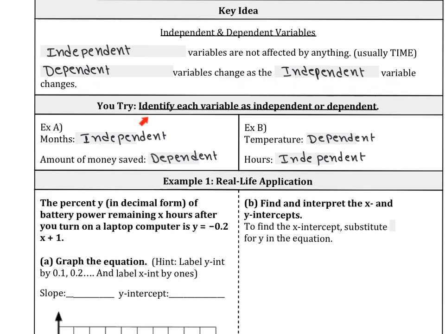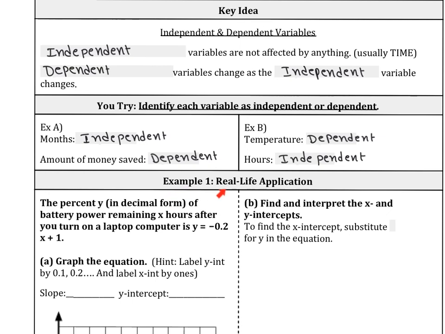So for the U-try problems, months, which you can see on the top here, is usually a time, and is called an independent variable. Amount of money is not independent because the amount of money depends on how many hours you worked or how much your salary is and all that. Temperature is a dependent variable, so the day of the time and hours are called independent variables.